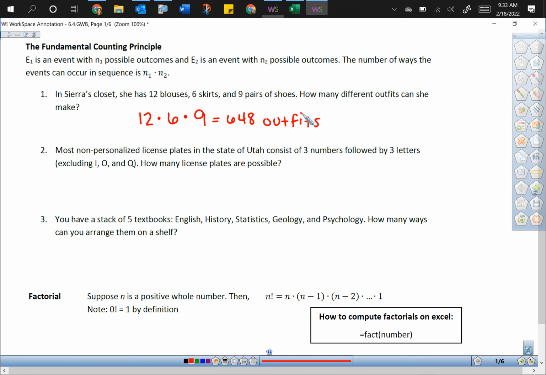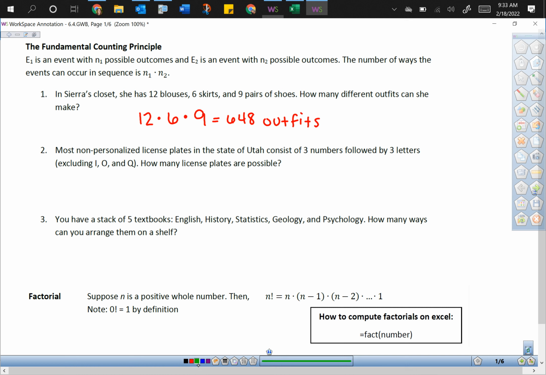Now, just so we're all on the same page, that doesn't mean all of those outfits look good. She might have an orange sweater with a green skirt, okay? We're really just talking about how many different patterns or how many different fits she can make. Does that make sense? Now, we could also imagine that all of these 12 blouses are neutral colors, all of these 6 skirts are neutral colors, and all of these 9 shoes go with all of these. You get what I'm picking? Okay. All right, let's go to number 2.